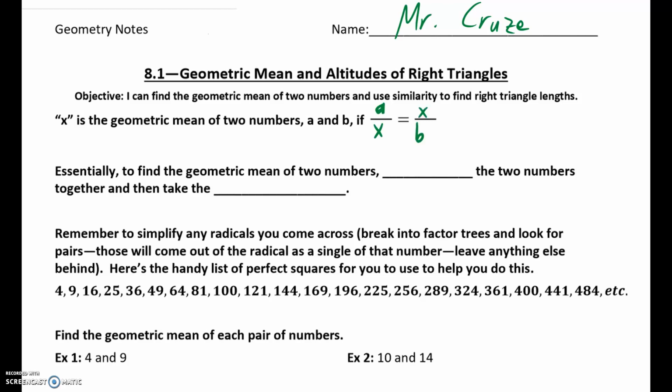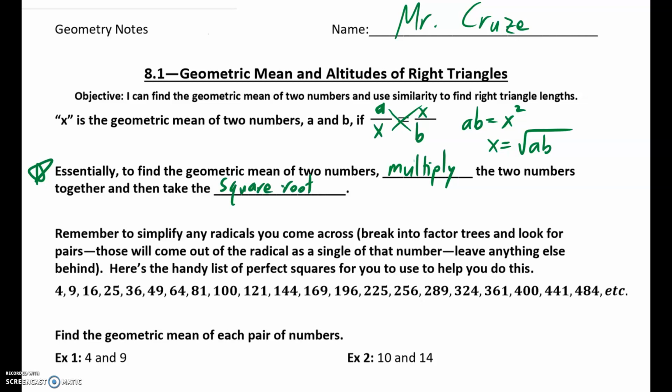You might recall I called these middle numbers the means before in chapter 7. Well, now it makes a little bit more sense. If those two are the same number, then they are the geometric mean of a and b, okay? And you notice if you cross multiply here, you get ab equals x squared. So it turns out x is the geometric mean if I take the square root of a times b. So this is the important part. To find the geometric mean of two numbers, multiply the two numbers together, and then take the square root.